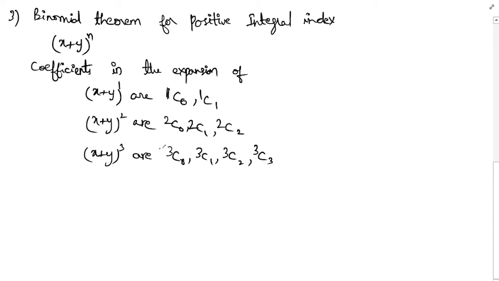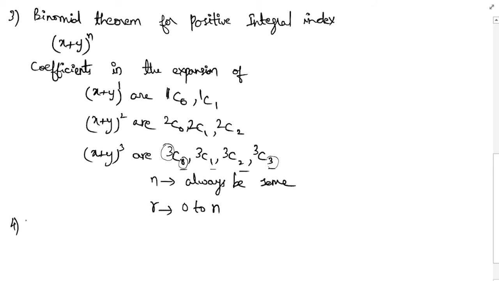Here this is n and this is our r. n will always be the same, but r ranges from 0 to n. That's why we got 0, then 1, 2 and 3. So this is our n, right? So r ranges from 0 to n.